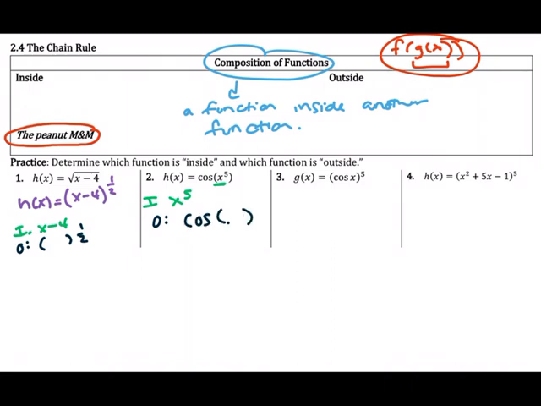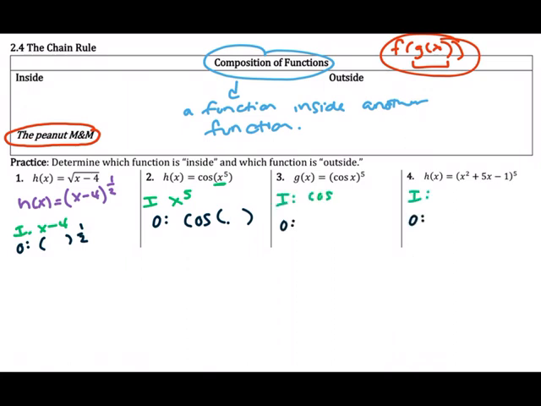Why don't you go ahead and pause the video and identify the inside and the outside functions for numbers 3 and 4. We're not doing anything with these two functions right now, but in order to do what we're going to do in this lesson, we need to be able to identify what the inside and outside function is. So go ahead and pause the video. Hopefully you've had enough time to work through this.